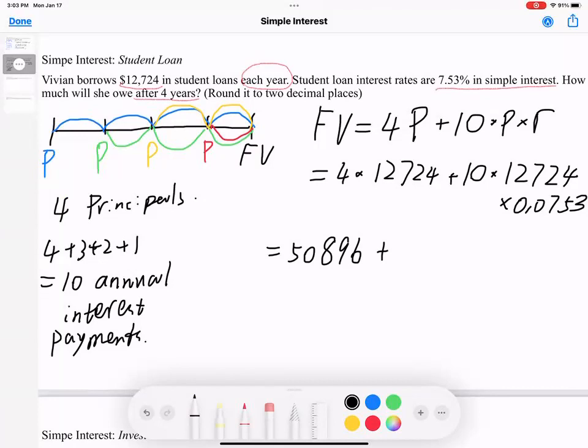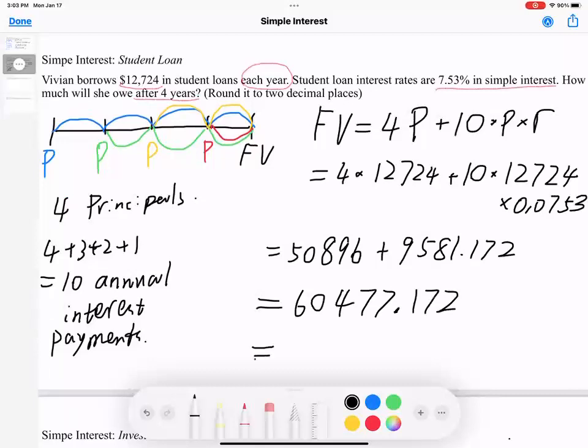And for the interest payments we get 10 annual interest payments, since the first year has 4, the second year has 3, the third year has 2, and the fourth year beginning has 1 annual interest payment. Together, that's 10 annual interest payments total. That's 9,581.172. And when we add together, that's 60,477.172.